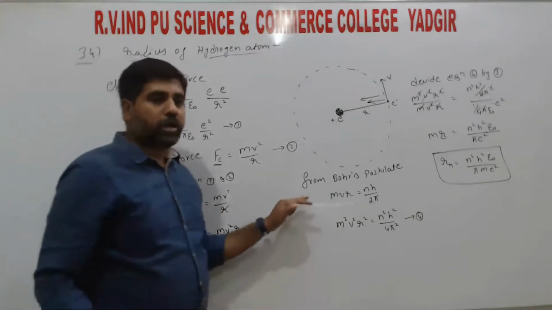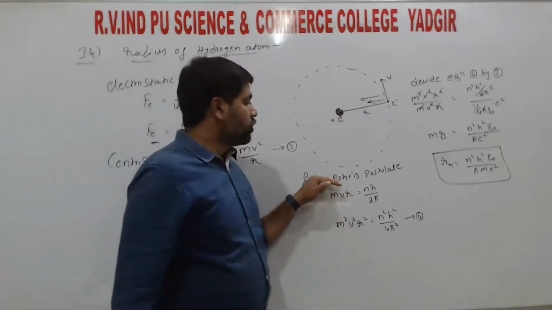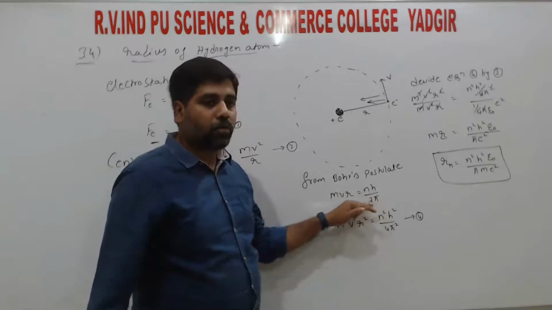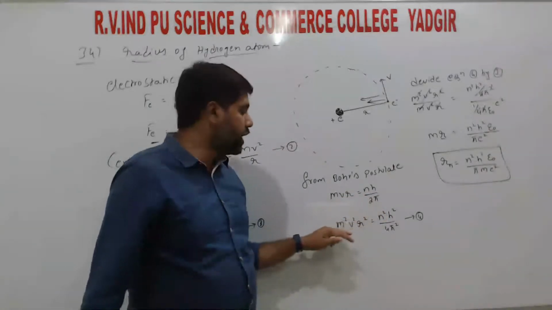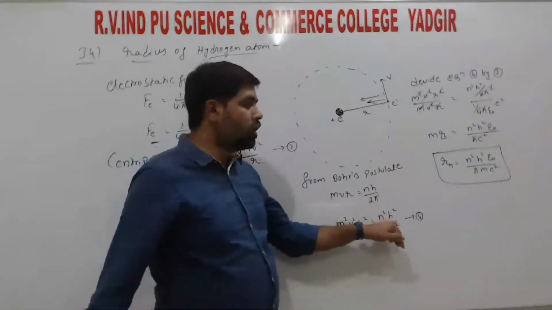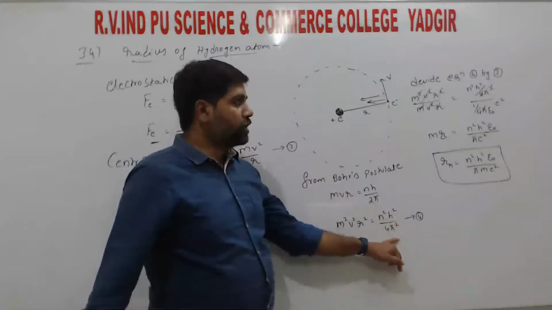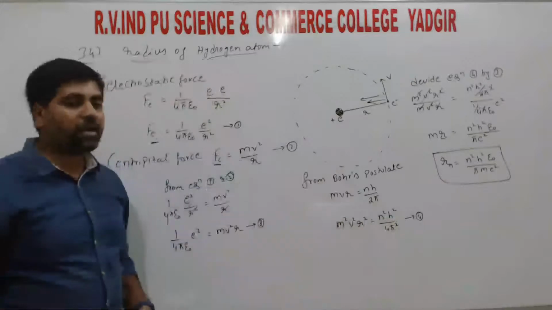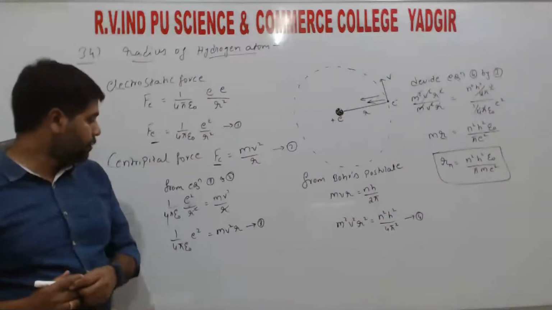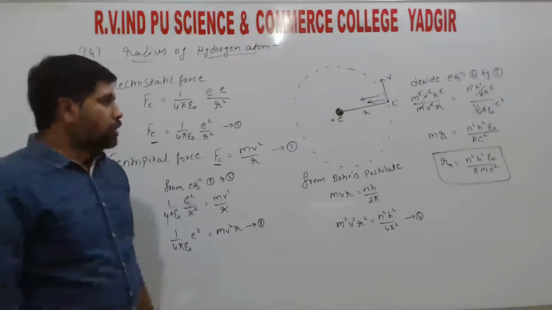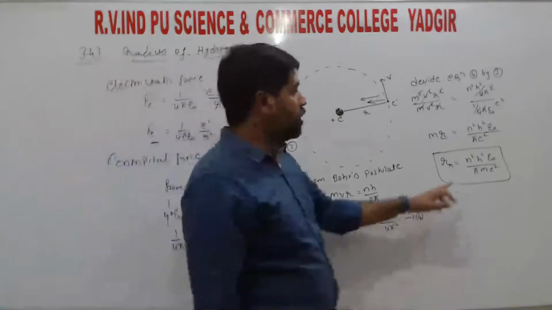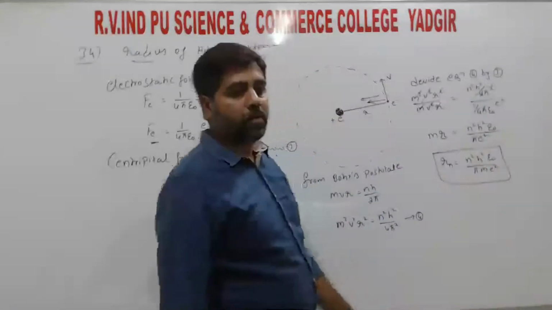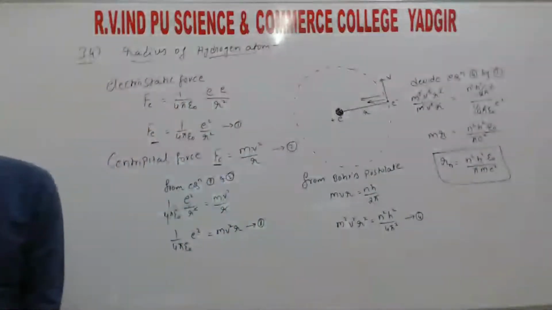Since we are writing this using Bohr's postulate, from Bohr's postulate we can write mvr is equal to nh by 2 pi. Squaring this relation we get m square v square r square is equal to n square h square by 4 pi square. So divide equation 4 by equation 3, we get the final rn, right? That is n square h square epsilon naught by pi m e square, right?